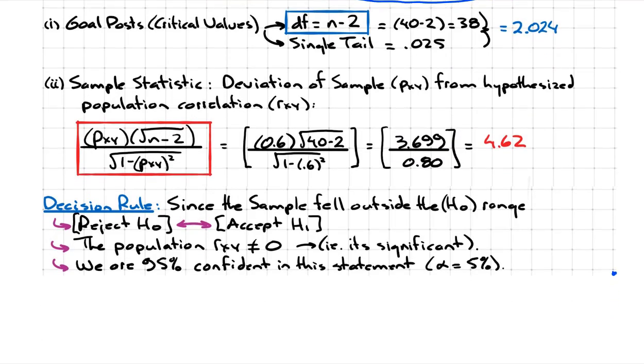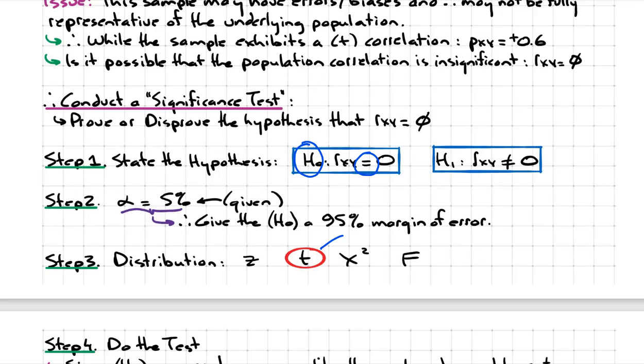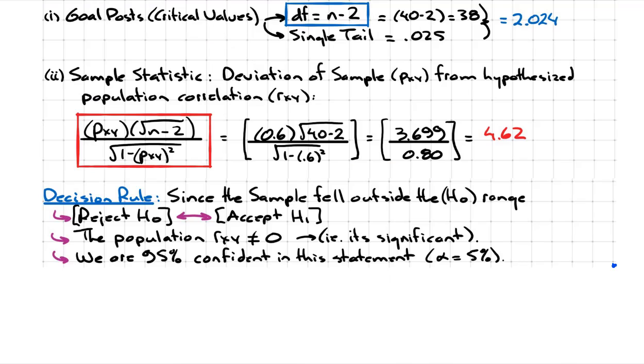So the decision rule is as follows. Since the sample fell outside the null range, we would reject the null and therefore accept the alternative. But when you say accept the alternative, what does that mean in plain language? Well, go see what you wrote for the alternative. This is why a structured approach is really important, because it's right there. You don't have to make anything up. So you're accepting this. What does that say? It says that the population correlation is not equal to 0, meaning that it is significant.